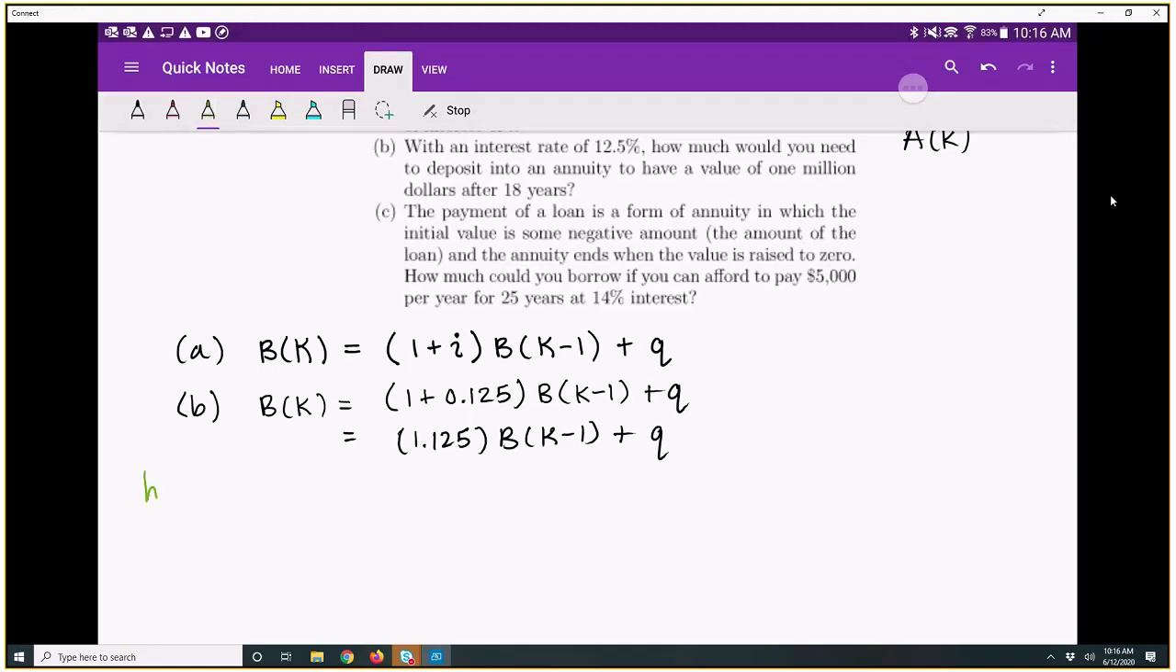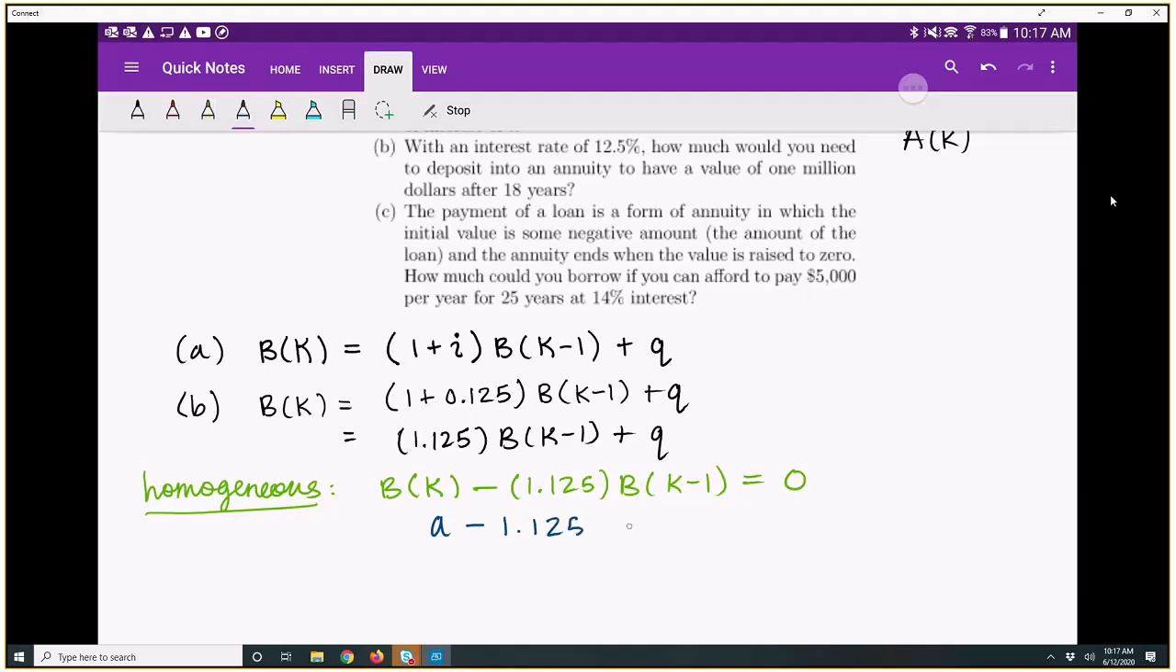So I'm going to find the associated homogeneous recurrence relation and follow the same steps we've been doing in the other problems. So that's going to be bk minus 1.125 bk minus 1 equal to, instead of q, 0. And it's going to have characteristic equation. I can go ahead and use a minus 1.125 equal to 0. So a is equal to 1.125.